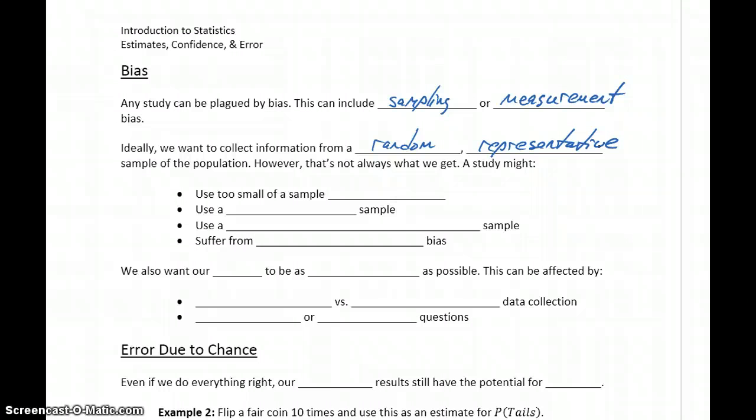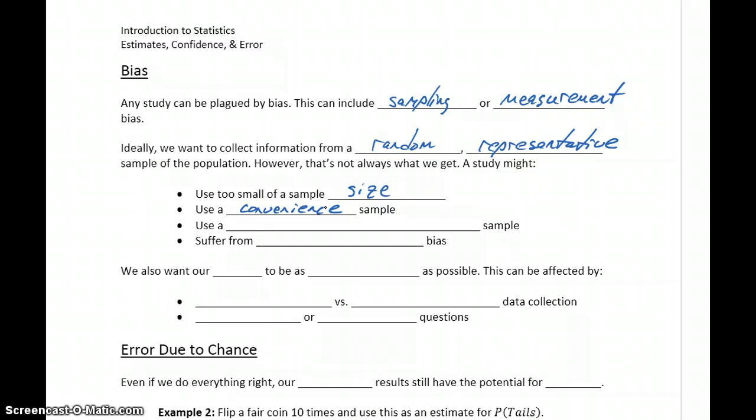Some studies are guilty of using too small of a sample size, meaning they're asking too few people, or if we're studying objects off a production line, they're running too few of those items through safety testing standards. So if we use too small of a sample size, or if we use a convenience sample, a convenience sample just means we're going to sample the things or the people that are convenient.